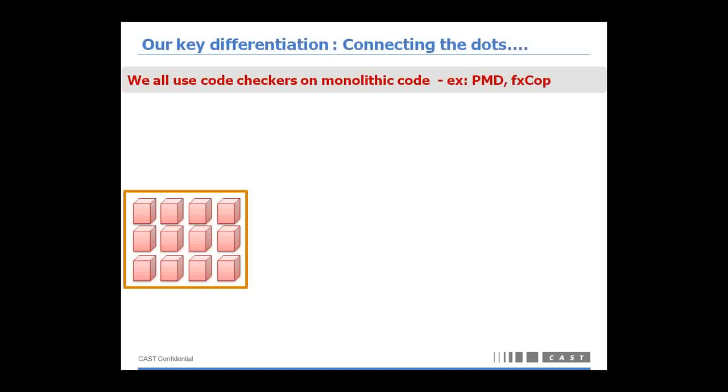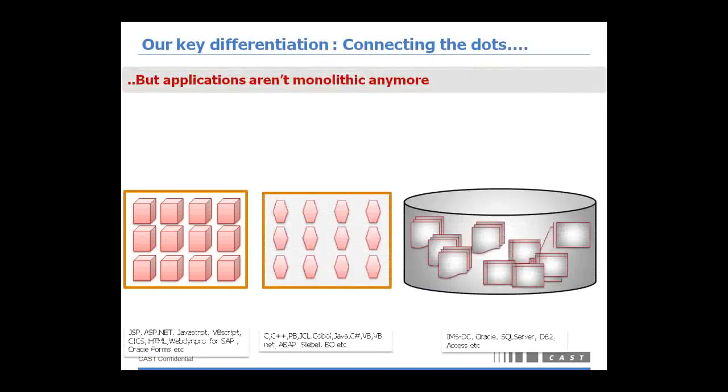What uniquely differentiates CAST is our ability to connect the dots. We're all very familiar with code checkers, monolithic code checkers that we typically use in projects, like PMD, FxCop, etc. As you saw in the earlier section, we use these to ensure code hygiene, looking at violations at a component level. But today, applications are not monolithic anymore. We don't really have an application which is just in C or C++. Today's applications go across, for example, JSP or ASP.NET, then across to Java, and then to the database.